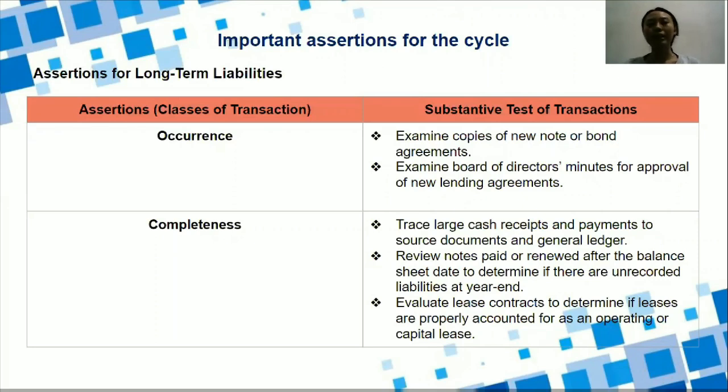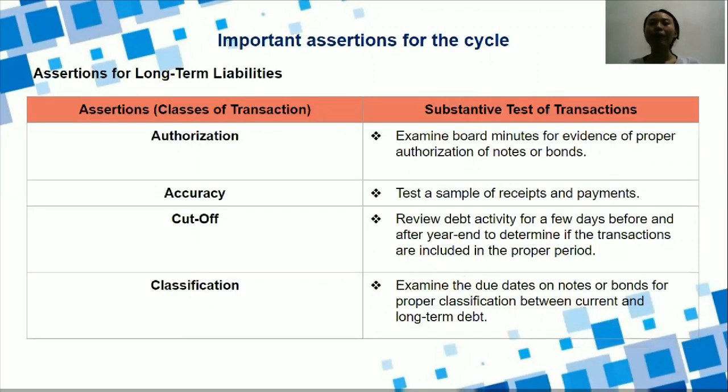As I mentioned in the slides before, the auditor needs to examine the minutes of meeting to be really sure about the authorization and also occurrence. Okay, next is about the completeness. The auditor can test the completeness by tracing large cash receipts and payments from the source documents to the general ledger. The auditor can also review the notes paid or renewed after the balance sheet date to determine if there are unrecorded liabilities at year end.